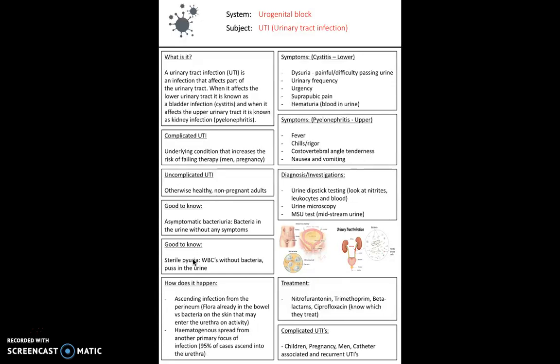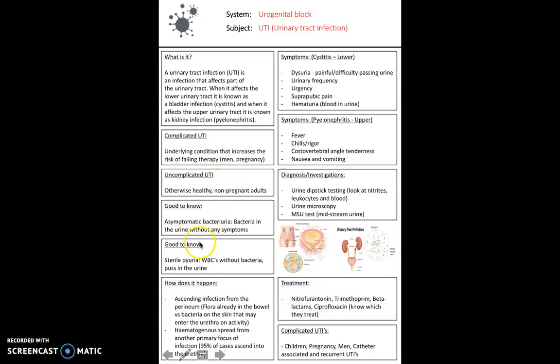Because it's more unusual in men, partly due to the fact that they have a longer urethra, it's deemed a complicated UTI, and therefore it should be investigated further for underlying pathology, for example prostate pathology. It's important to distinguish between the two types of UTI, complicated and uncomplicated. A complicated UTI is where there's an underlying condition that increases the risk of the therapy failing, for example in men, in pregnancy, or in a catheter-associated UTI. An uncomplicated UTI is in an otherwise healthy, non-pregnant adult.